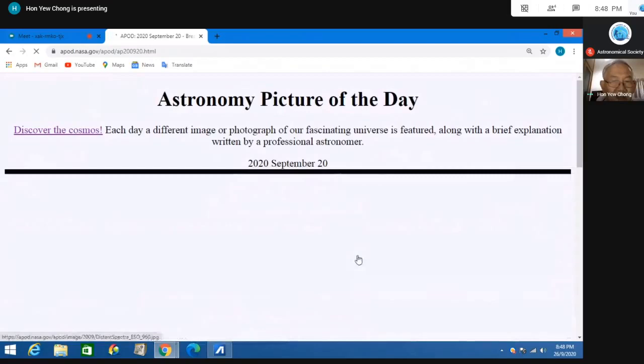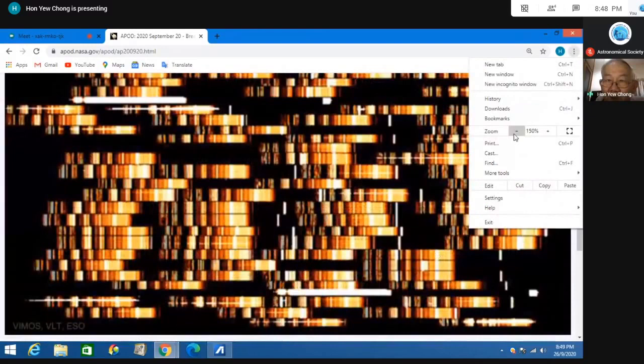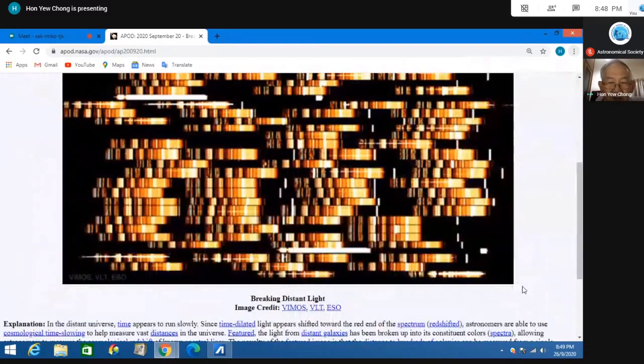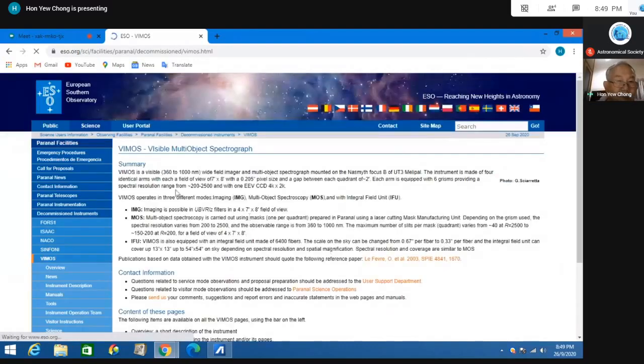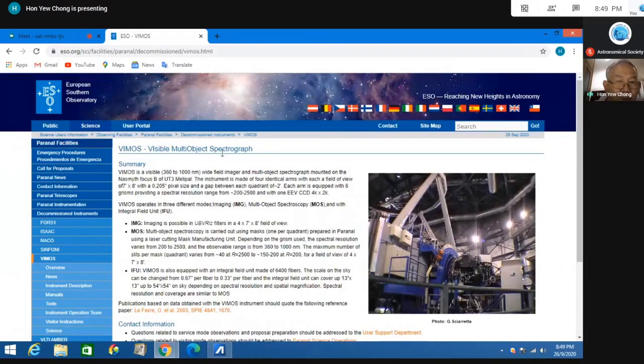And then this, right? This one may not seem much to many people, but from the scientific point of view, it's very great. What is it? It says breaking distant light. So it's taken from a certain telescope called the Very Large Telescope, VLT, built by the European Southern Observatory in Chile. And in the Very Large Telescope, you have the famous equipment called VIMOS, and there's a name for this VIMOS. Okay, it's a visible multi-object spectrograph.